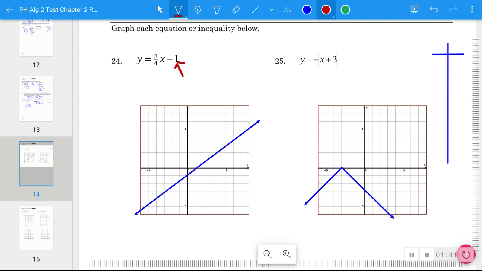So you start with a -1 and put that on the y-axis, and then you count 3 spaces up and 4 over, 3 spaces up and 4 over to count out the slope, and then come down 3 and back 4 to finish it off. So that's that one. Now on number 25 here, we first have to find the vertex.